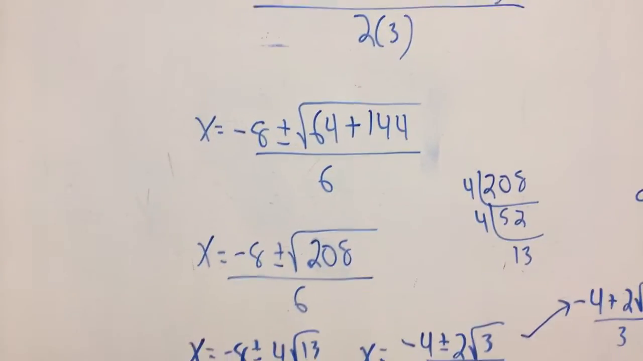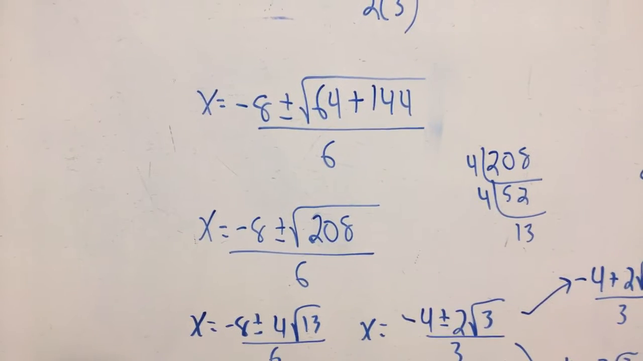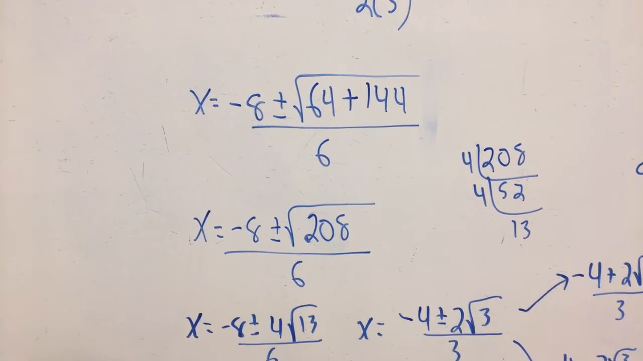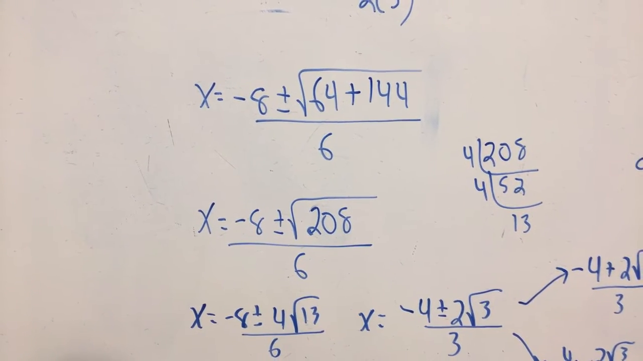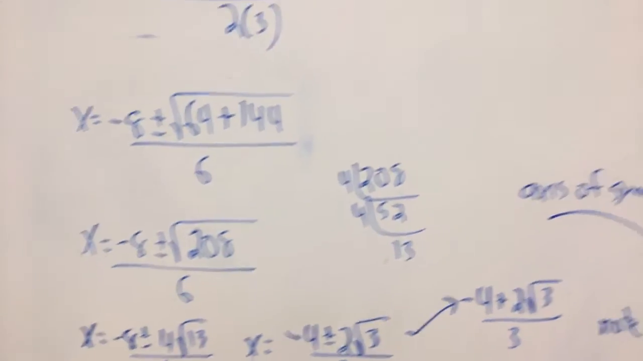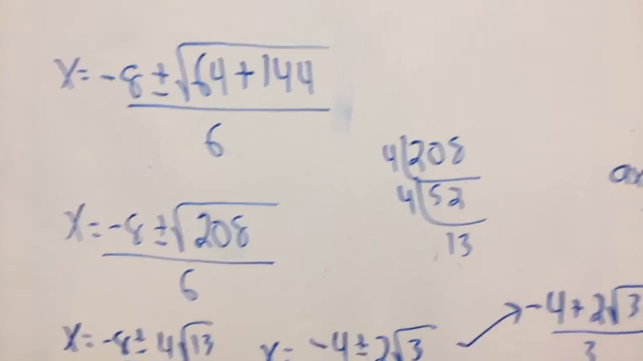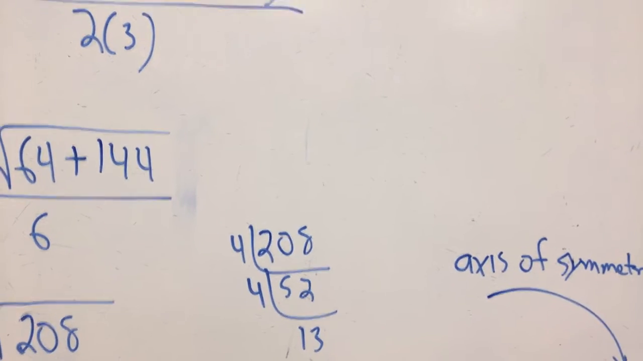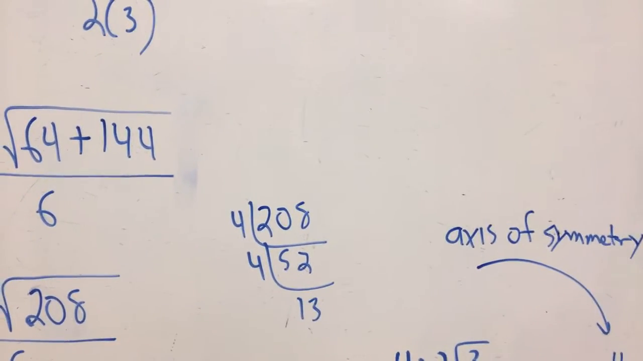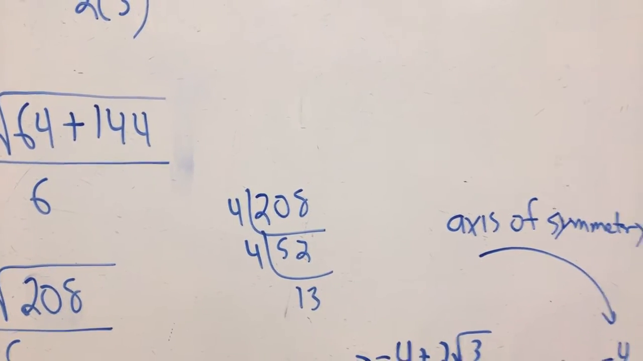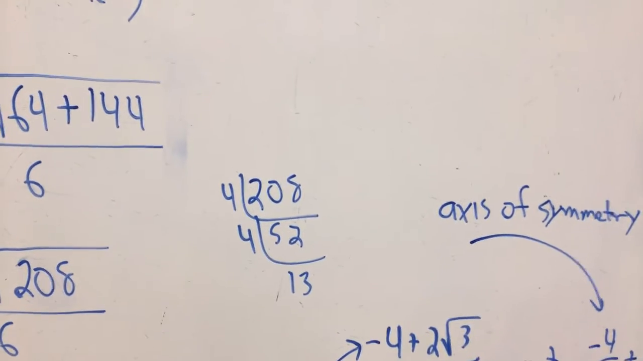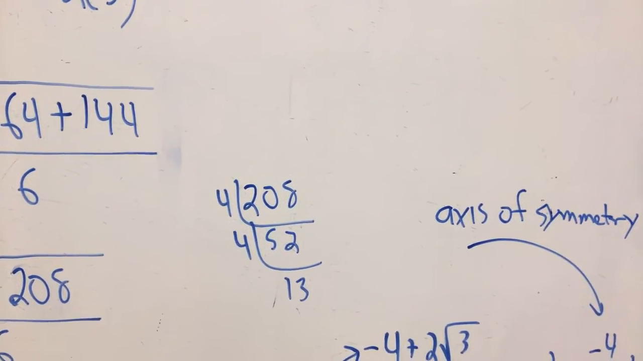Okay, and then 208. So x is equal to negative 8 plus or minus the square root of 208 divided by 6, okay? Now 208, what can I do with 208? Again, this is that 9.1 stuff. I'm going to divide it by a square. I'm going to try 4 because it's even. Hey, look at that, it works. And then 4 goes into 52. So 208 is really 16 times 13.